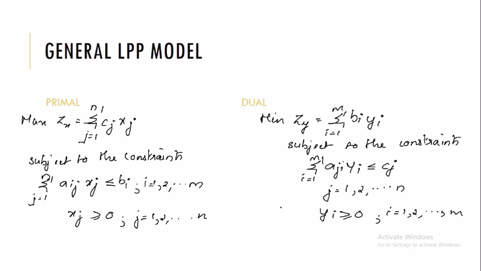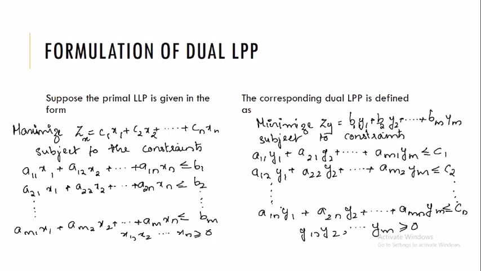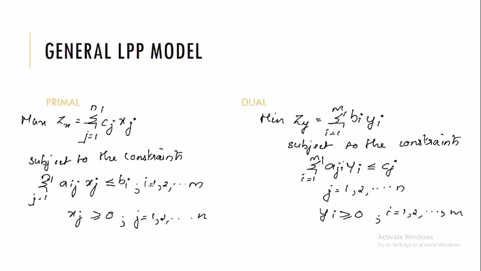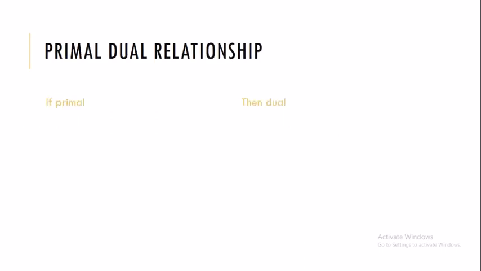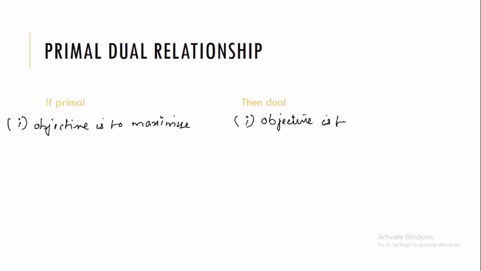So this is a general LPP model, whatever I have written over here and the previous in the formulation of dual LPP, that I have consolidated. Okay, now let's see the relationship between the primal and dual. Now, if in primal the objective is to maximize, then in the dual the objective is to minimize.